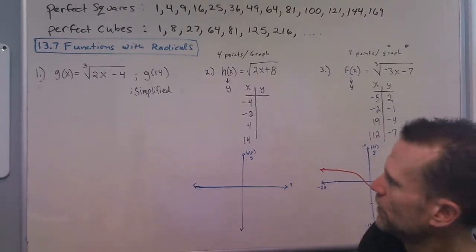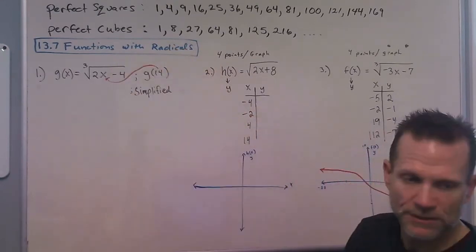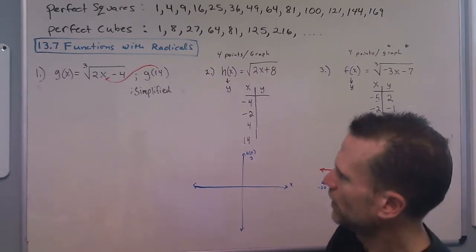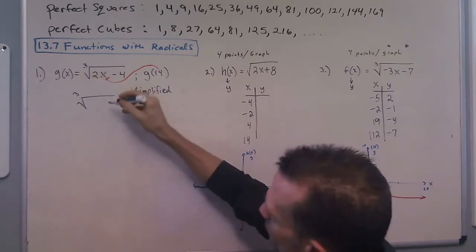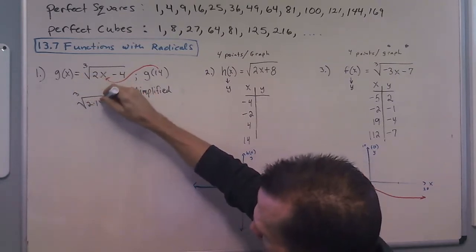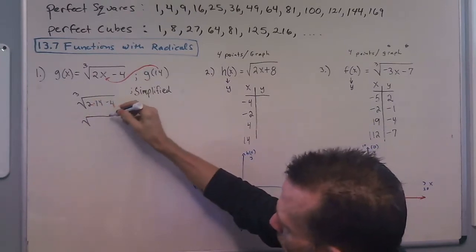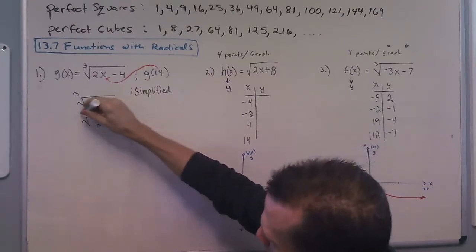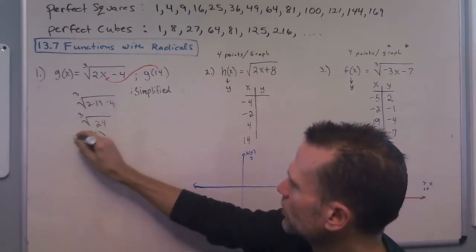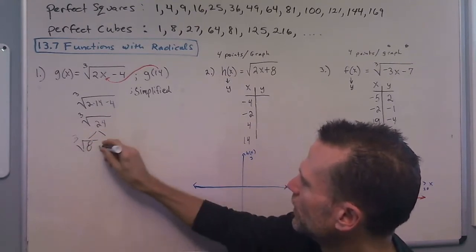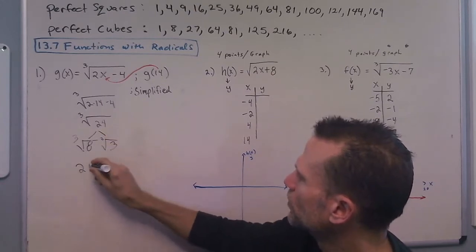simplified form. So we remember this is the input value, so we're just going to put that in for x here, and then we're going to simplify the problem. So we have the cube root of 2 times 14 minus 4, and we have the cube root of 28 minus 4, which is 24. And then since it says simplified form, we want to break this down into the cube root of 8 and the cube root of 3. And we have 2 cube root of 3.